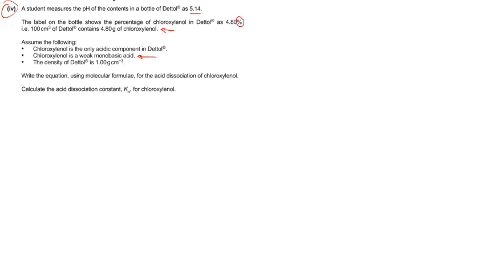So that, you remember, means that each molecule of acid's only got 1 proton, and it gives us the density of Dettol. Okay, first thing to do here is to write the equation using molecular formula. So notice they want a molecular formula. They've specifically requested molecular formula for the acid dissociation, right? So equilibrium sign, making hydrogen ions and your conjugate base. Okay, so the first thing to do then is to work out what our molecular formula of chloroxylenol is, right?